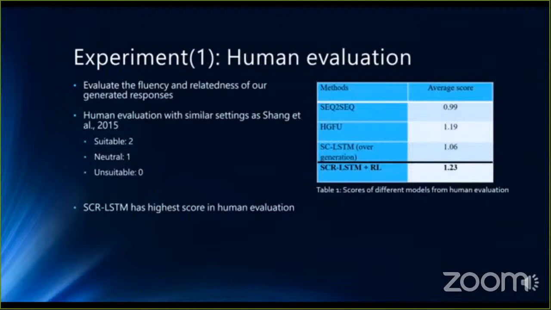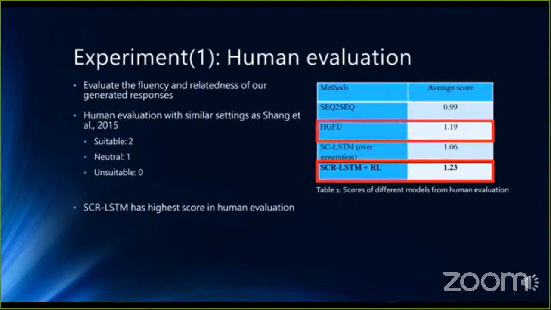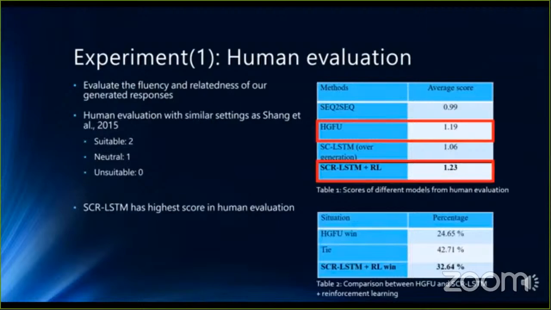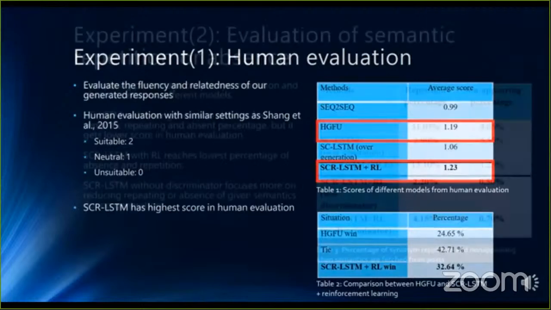In the first part of the experiment, we implemented human evaluation to judge the fluency and relatedness of our generated responses. Here we follow the settings of Sean et al. in 2015, which categorized the responses into suitable, neutral, and unsuitable levels, each with a score ranging from 2 to 0 points. And we can see in Table 1 that our proposed method receives the highest score. We also compare our method with HAFU, which has the second highest score. It turns out that our method also wins with a higher percentage.